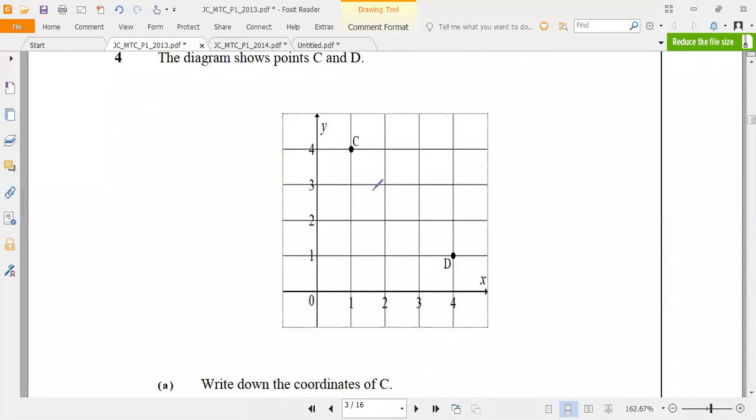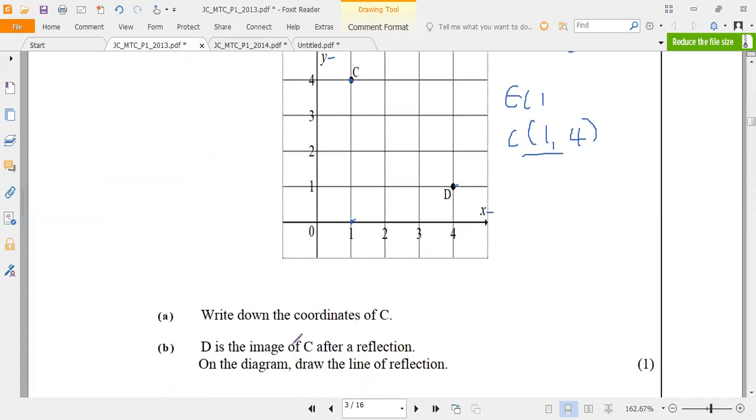If we move on to the next question, the diagram shows points C and D. So you can see point C is here and point D is here. Write the coordinates of C. When writing coordinates, remember we first write the x coordinate and then the y coordinate. So this is the x-axis and this is the y-axis. So C is here, its x-coordinate is here, so its x-coordinate is 1. The x value is 1, then the y value is 4. So the coordinates of C are (1, 4).